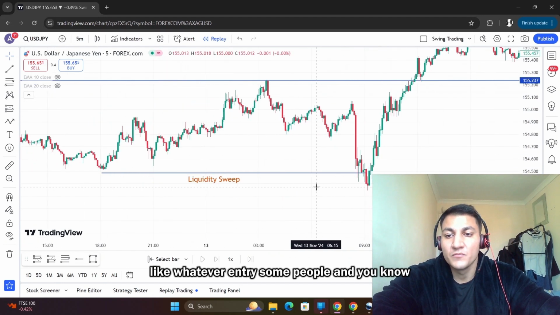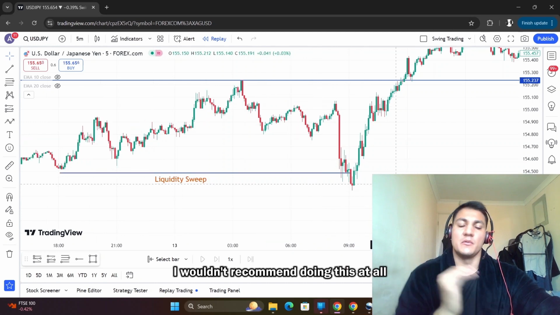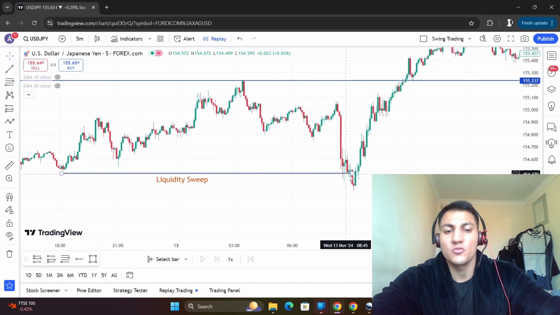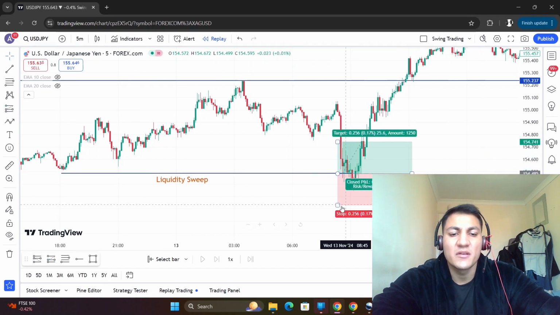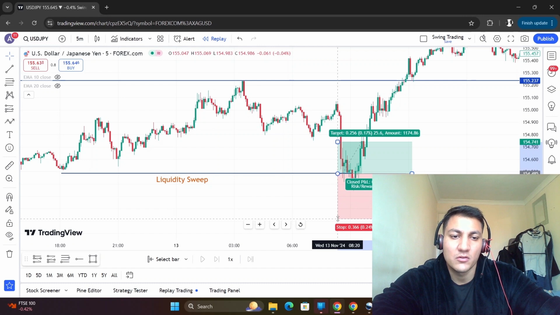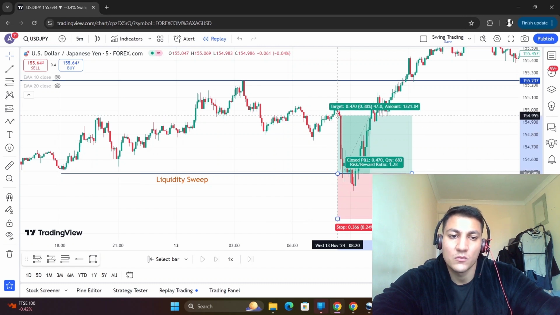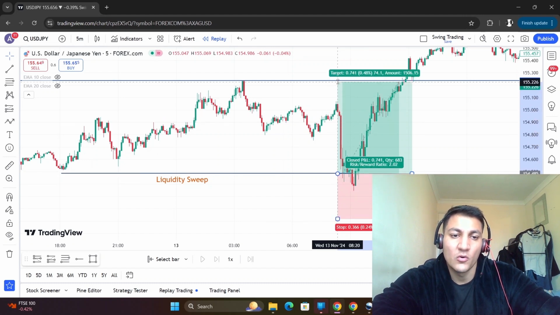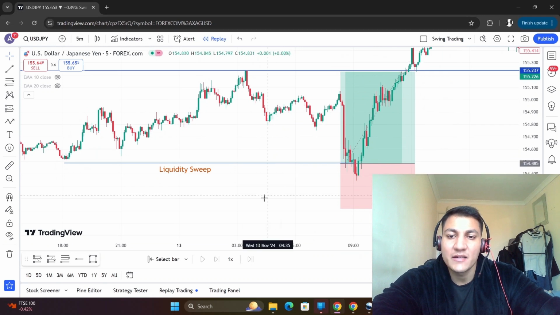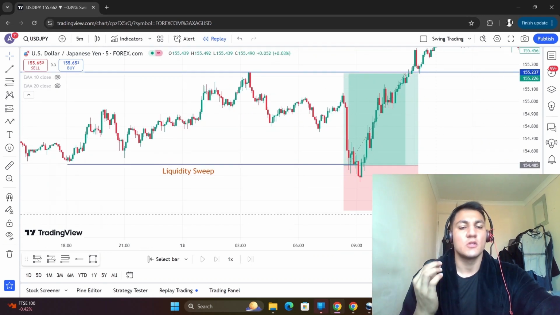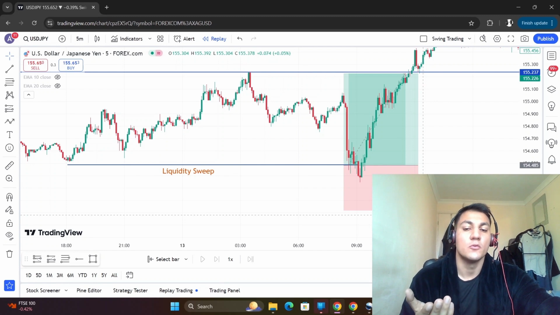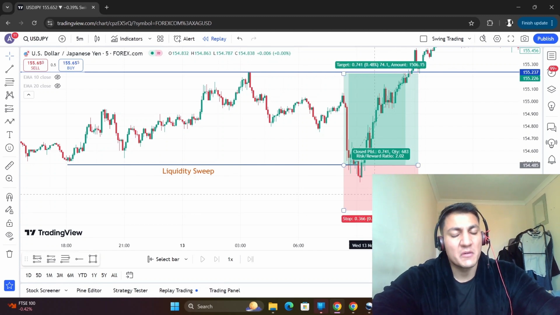Some people, and I wouldn't recommend doing this at all, especially if you're an unprofitable trader, do something called a total sweep, where they will literally buy this low as price smashes through. They will always have a fixed stop loss, and they'll aim for a really high probability 1-to-1, or even a 2-to-1. But they'll have a wide stop loss, and they'll just buy as price comes down into these lows, because instead of waiting for a liquidity sweep and then a fair value gap to form, they'll just buy the liquidity sweep. But yeah, that's very advanced.